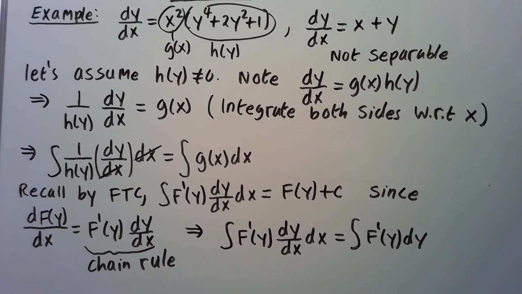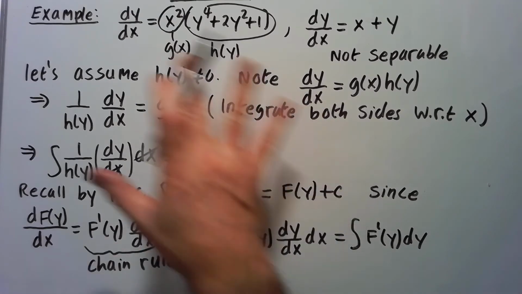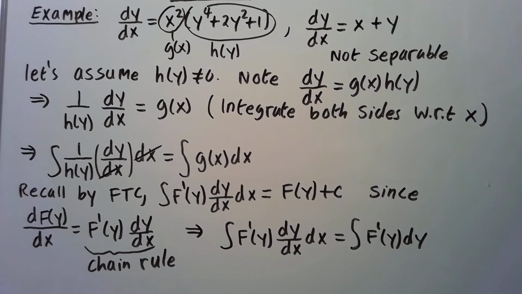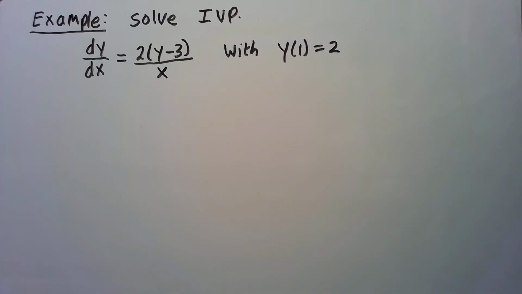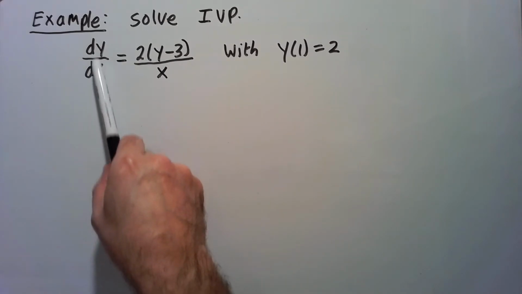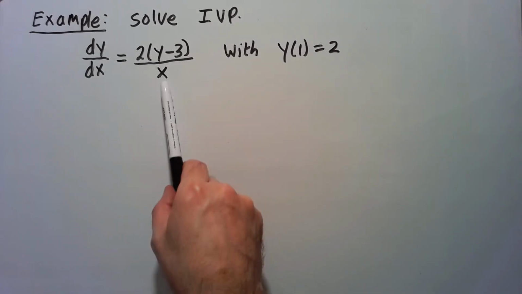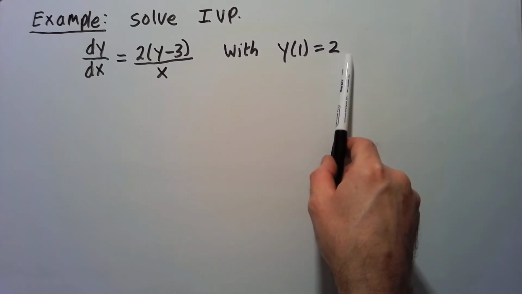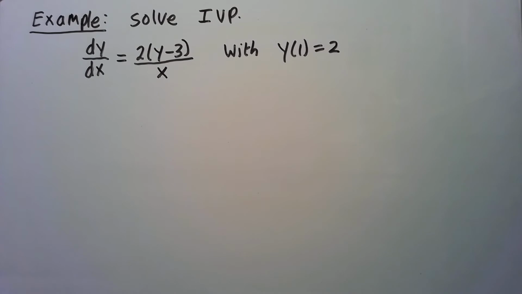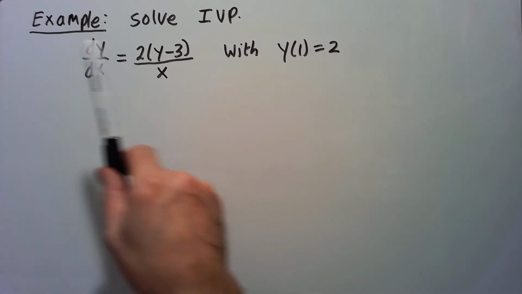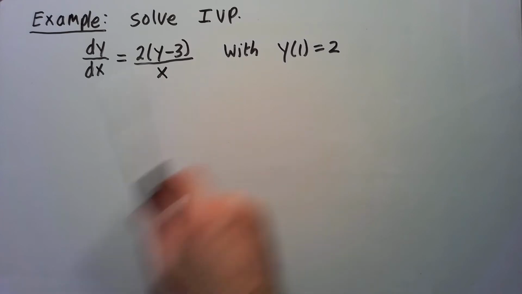Okay, so now let's look at an example of how we can use this to solve a differential equation. I'm going to write some stuff here now. It says solve the initial value problem. So we have dy/dx equals 2y minus 3 over x, with y of 1 being 2. So this is separable. Another way you can think of separable is you can get all the x's and dx's on one side and all the y's and dy's on the other side.